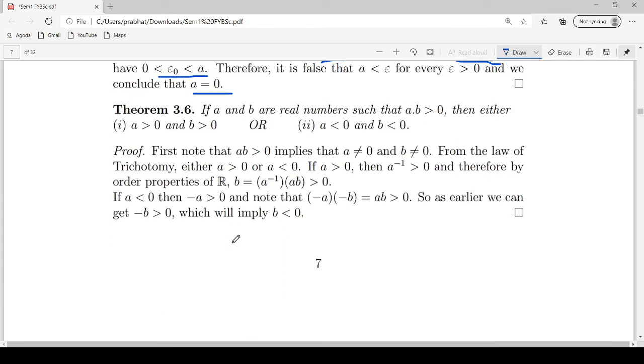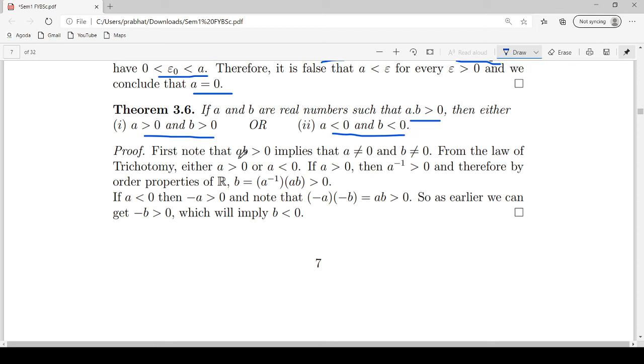Let's see the next theorem. It states: if the product of two real numbers AB is positive, then either both A and B are positive or both A and B are negative. Let's prove it.